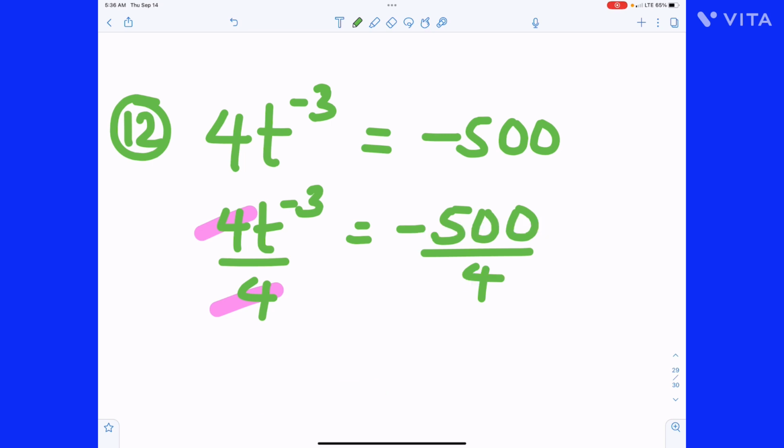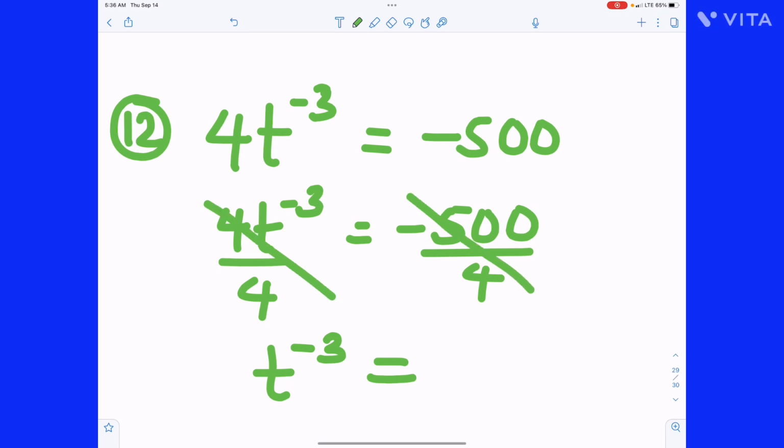Okay, let me clean that division. It's a good habit not to show that you cancelled what you wrote. Just divide in your mind and go on with the answer on the next step. Don't cancel. You understand? It's not a good habit. So t raised to power minus 3 will be minus 125.